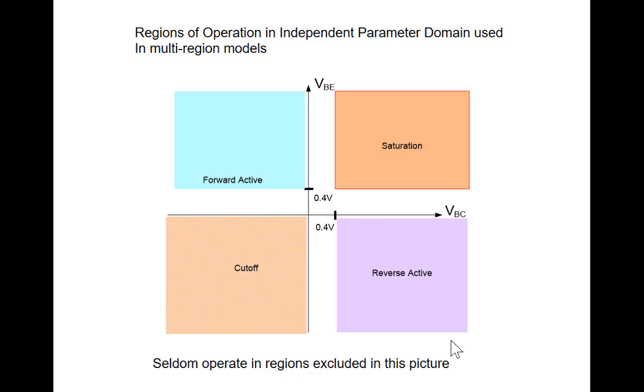I didn't give the conditions, but if the base collector junction is forward biased and the base emitter junction reverse biased, we're in the reverse active region. And if both junctions are forward biased, we're in saturation. Both junctions are forward biased by more than about 400 millivolts.